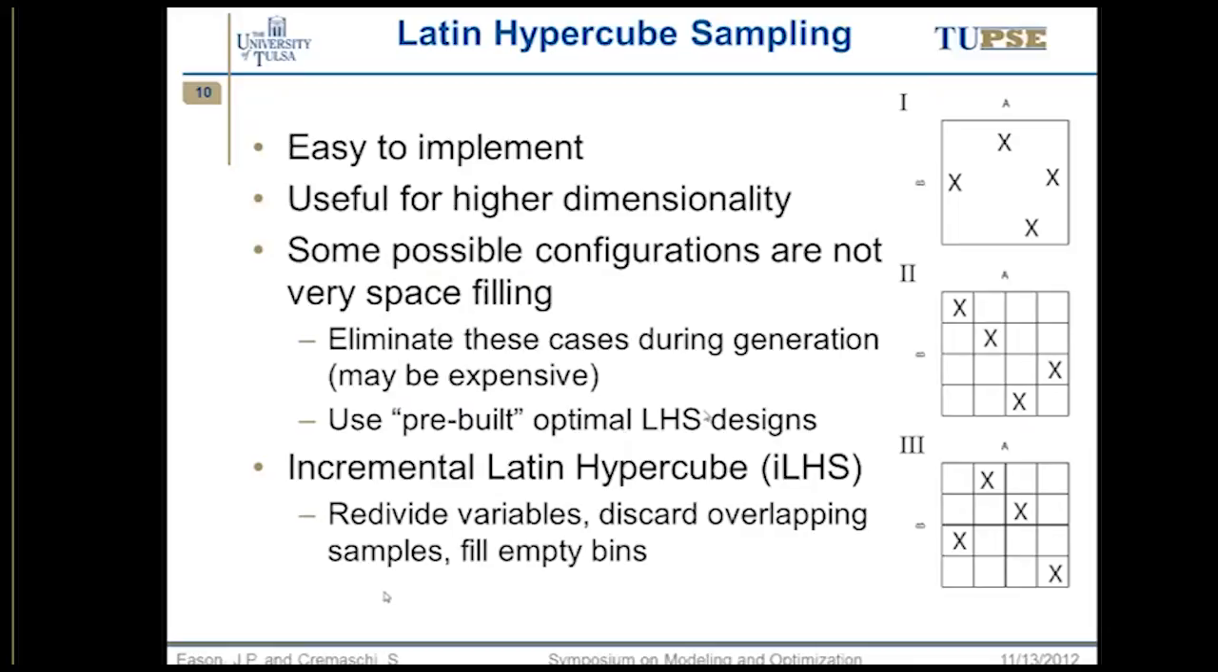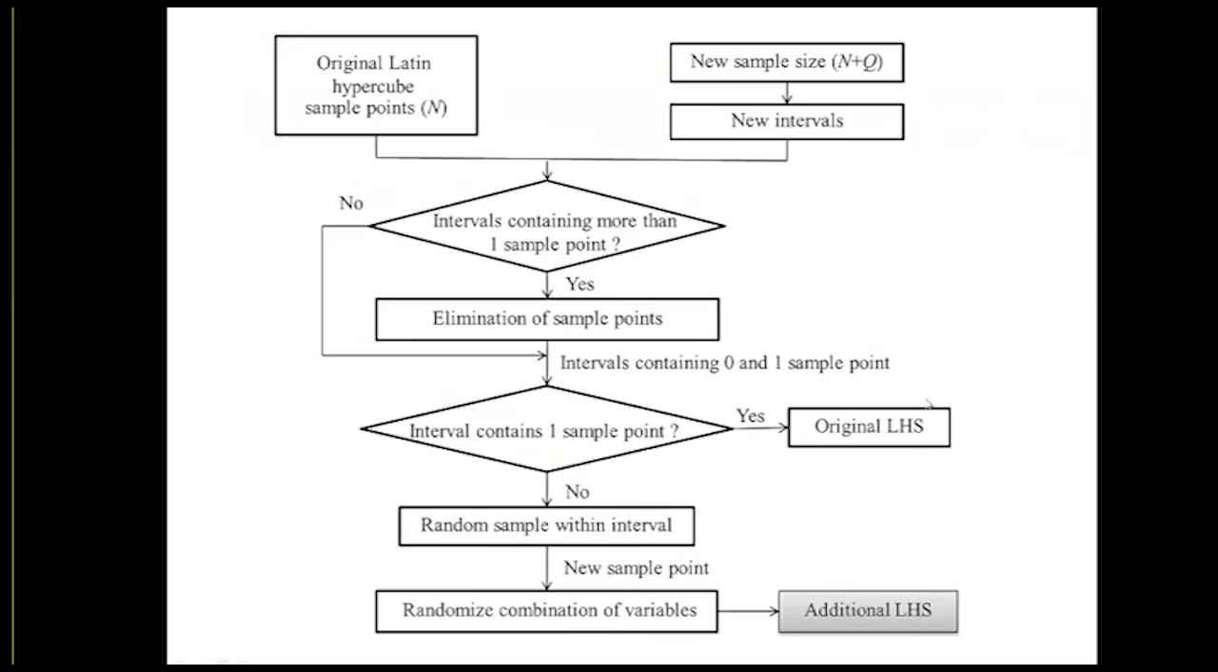The incremental Latin Hypercube algorithm is a method of sequentializing this, where we redivide the variables into a new sample size, discard overlapping samples, and fill the empty bins. So beginning with the original Latin Hypercube design here, and we have a new sample size we'd like. So we redivide the variables.